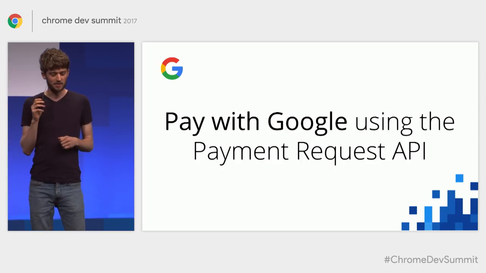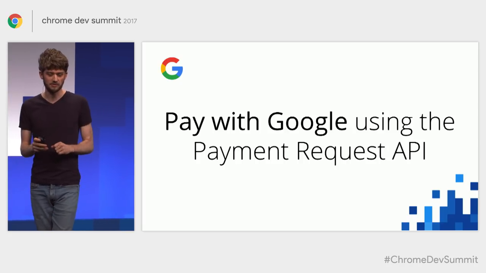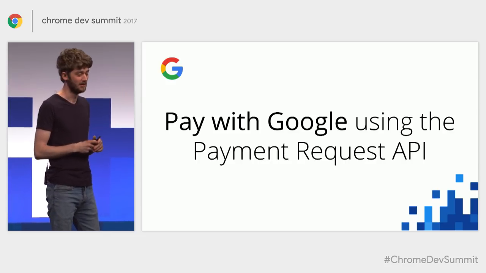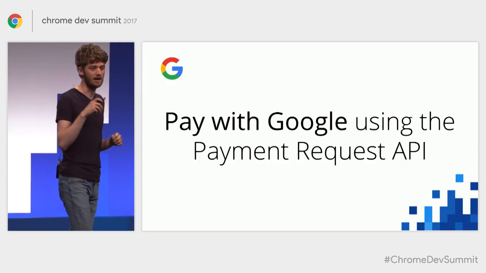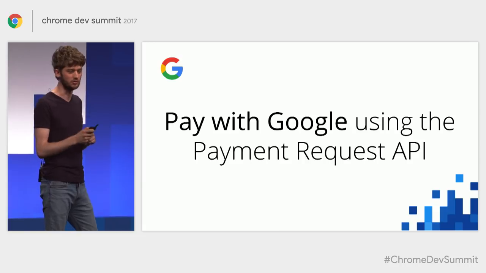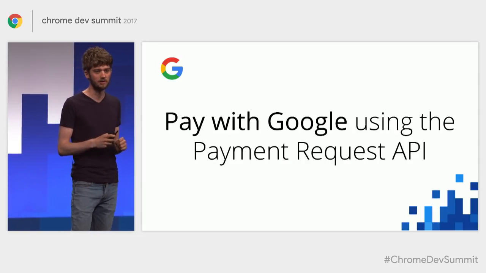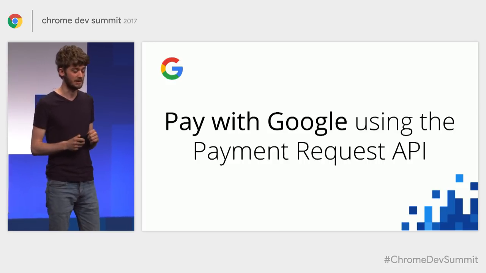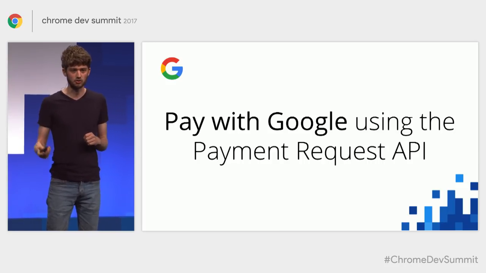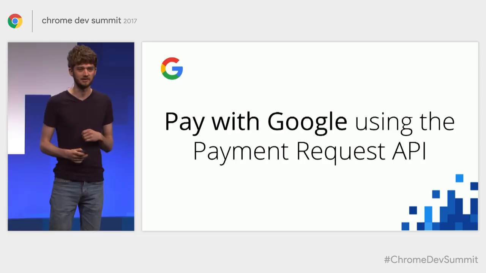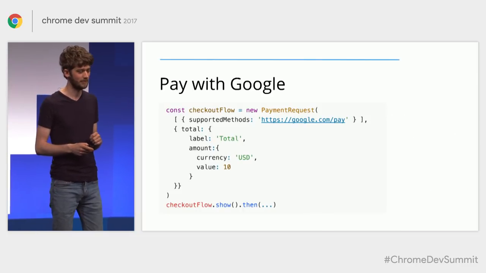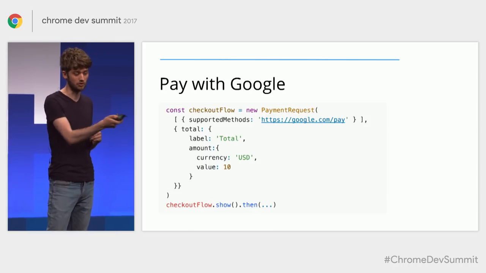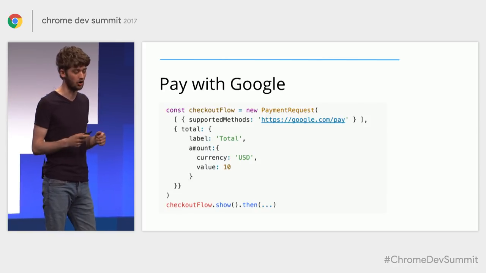Now, just this week, we've announced the ability to use Pay with Google using the Payment Request API. Pay with Google means that any payment method that the user has supported in their Google account will now be able to be used just in one tap via the Payment Request API. So this includes things like Android Pay and any credit cards that they've added to their Google account. This is incredibly easy to use. All you do is you add another supported method of google.com/pay.